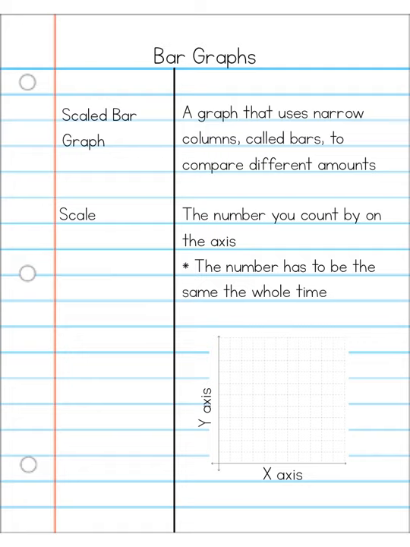So first, let's go over some vocabulary. A scaled bar graph is a graph that uses narrow columns, called bars, to compare different amounts. The scale is the number you count by on the axis. And on a bar graph, this number has to be the same the entire time. So if you're going to put an interval of 2, the interval has to be 2 the whole time. So you would be 2, 4, 6, 8, 10, etc.